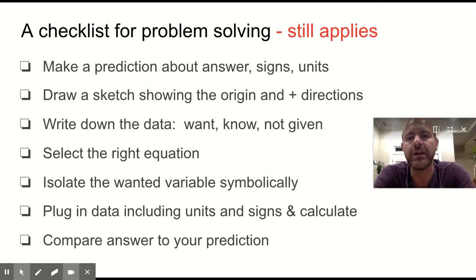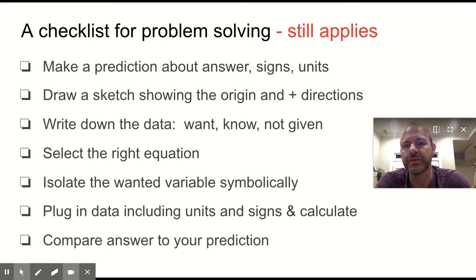The problem-solving strategies that we've developed and started to think about still apply. You still make a prediction. You still draw a sketch with origin and positive directions. We just have more variables. We write down our data: the things we know, we want, and we're not given. We select the appropriate equation or equations, isolate the unknown symbolically, plug in data with units and signs, calculate, and then check our answer.